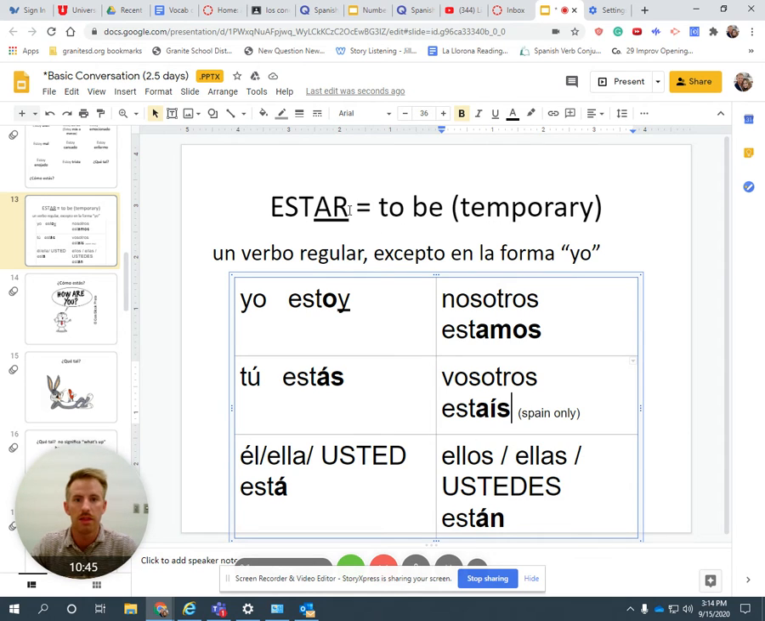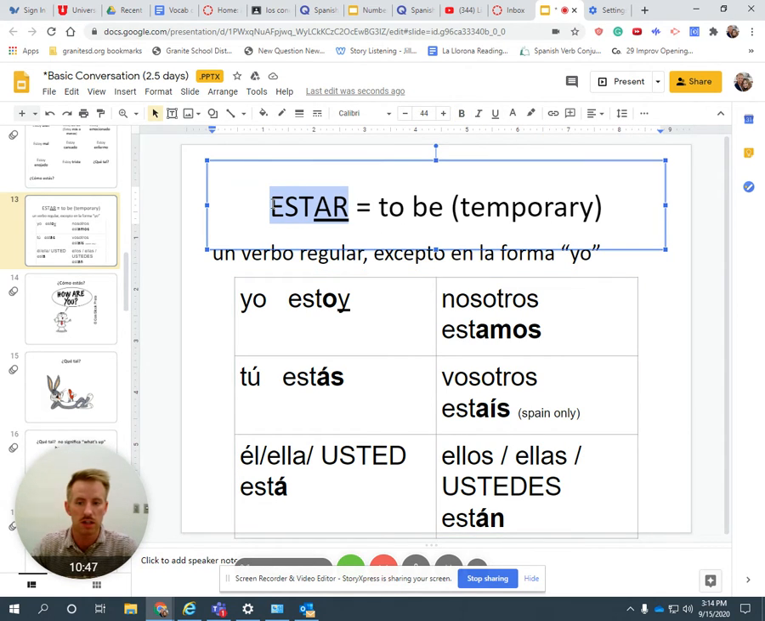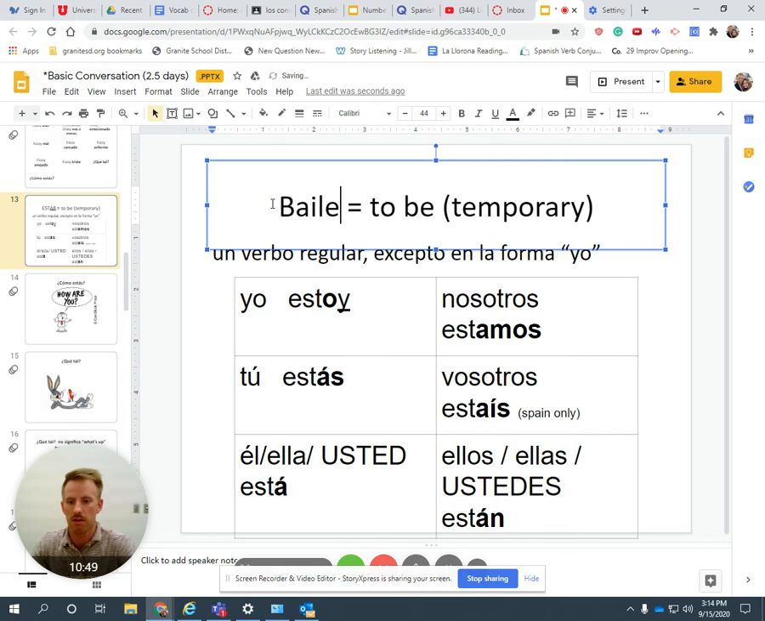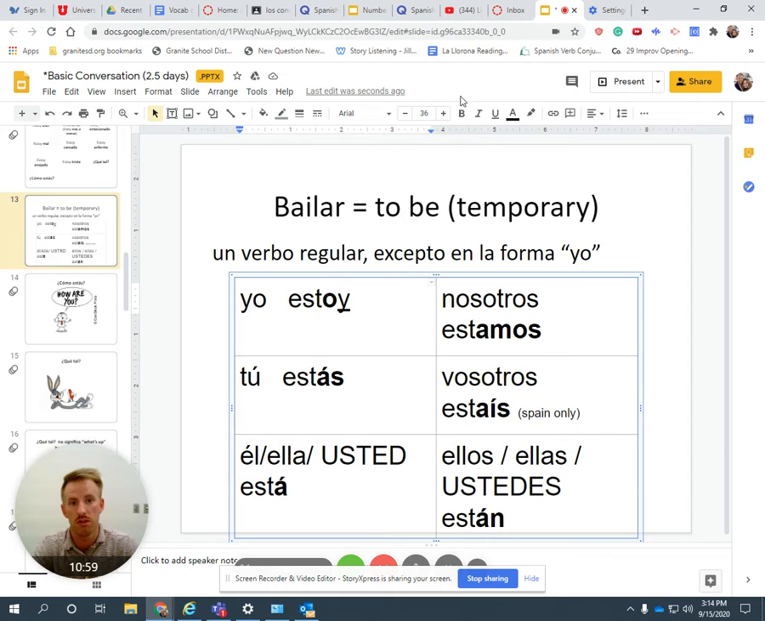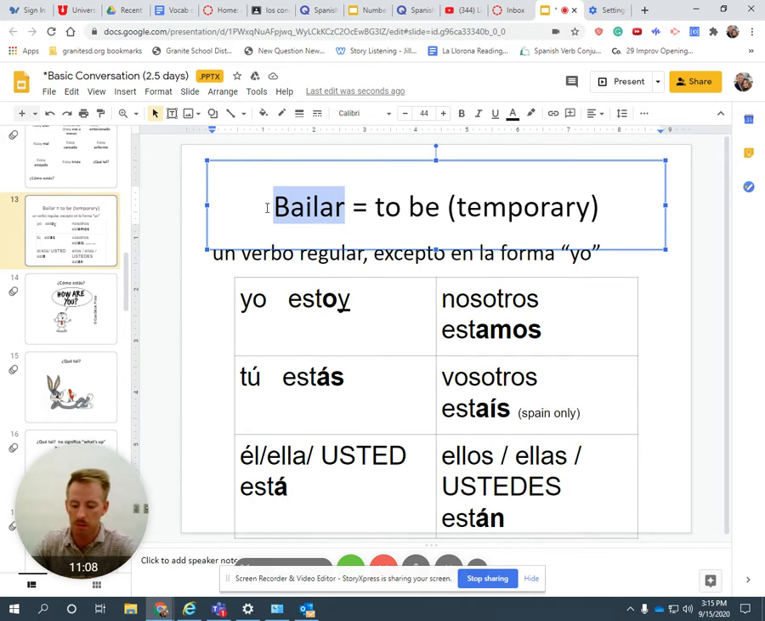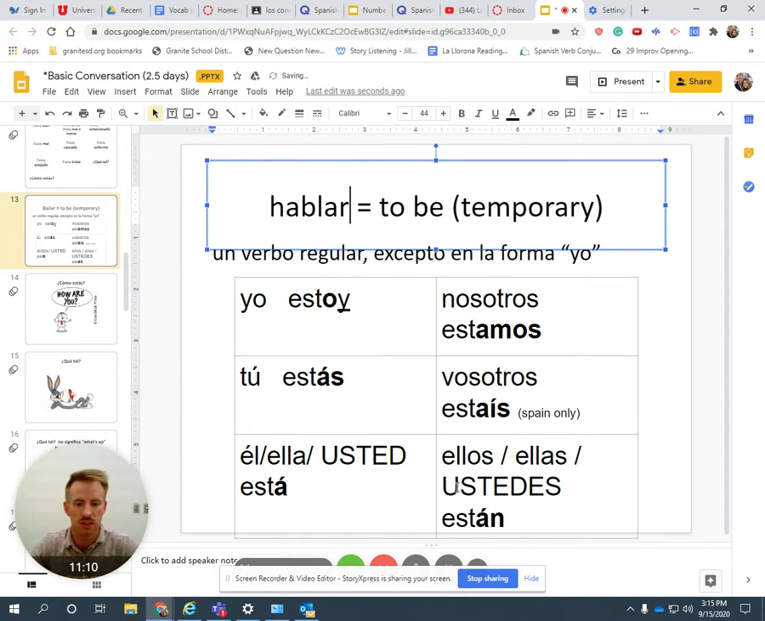Okay? Now, when I say regular verb, that means I could change this to any verb. It could be bailar, to dance. And so what we would do, we'd get rid of the AR. And if you want to say I dance, I'd say yo bailo. There's the O. You dance, tú bailas. He or she dances, ella baila. Okay, or I could put hablar, to speak, and it's going to be those same 6 endings. Okay, you just have to remember which person is doing the talking.